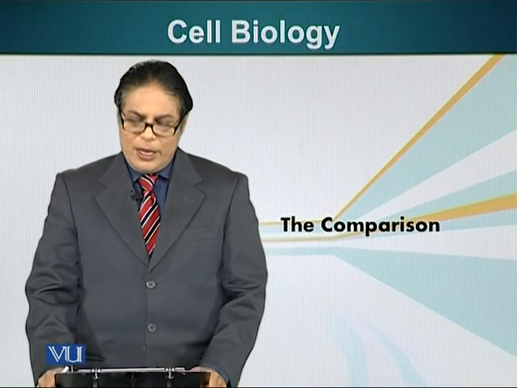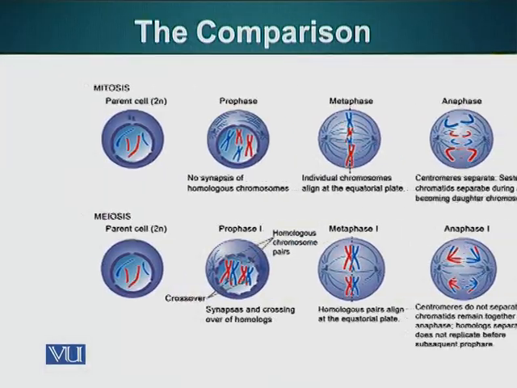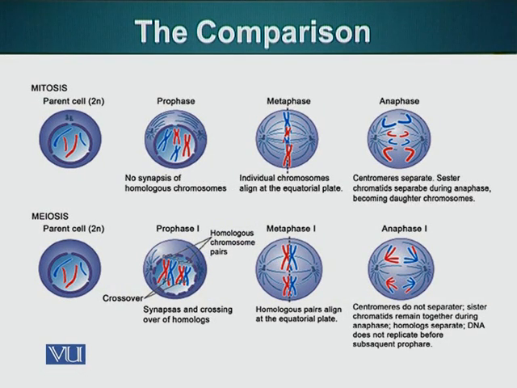In this module, I would like to compare both mitosis and meiosis side by side to highlight the important differences. Both these processes start after the DNA has replicated, so the total amount of DNA is doubled. In mitosis, we have one cell division, so the end result is equal amount of DNA in the two daughter cells.